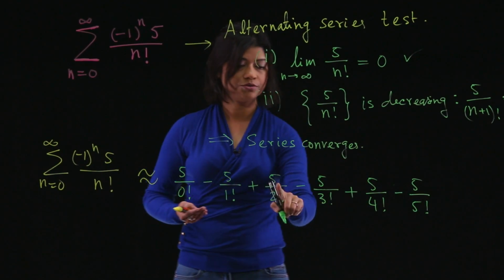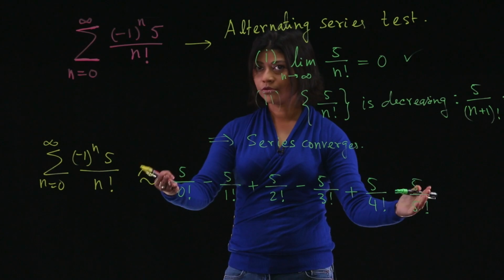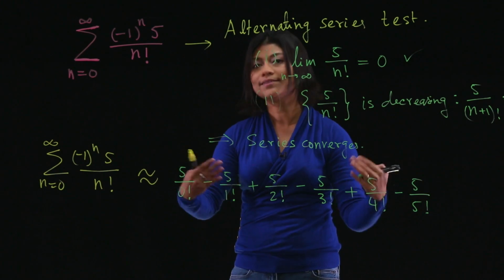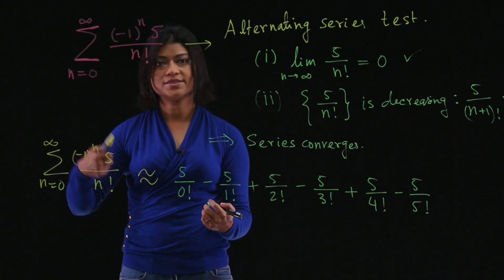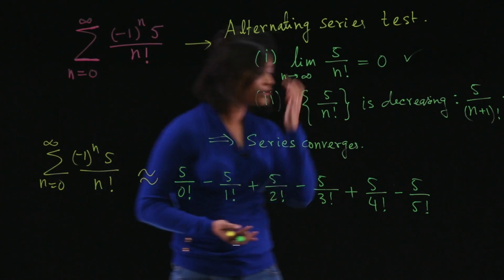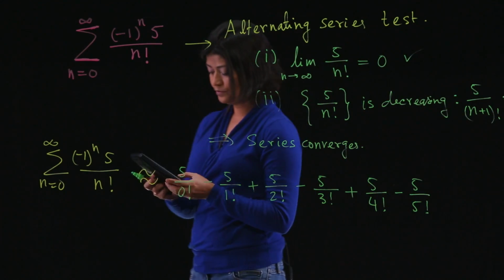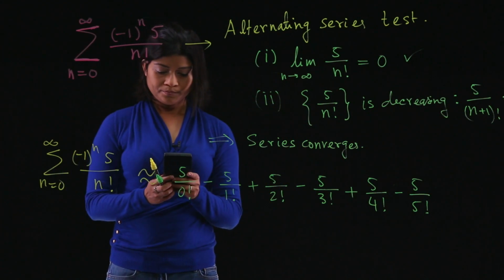So we have 1, 2, 3, 4, 5, 6 terms. So we have to add all these terms, and whatever value we get, that's the approximate sum of this series. Okay, so let's use a calculator, plug in these numbers, and figure out the sum.